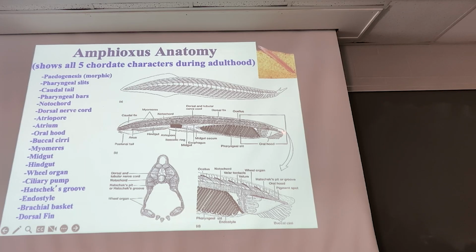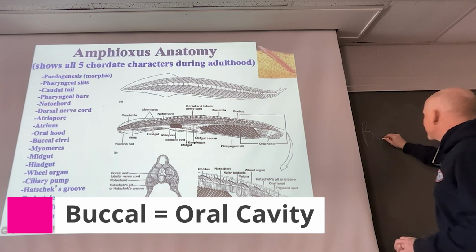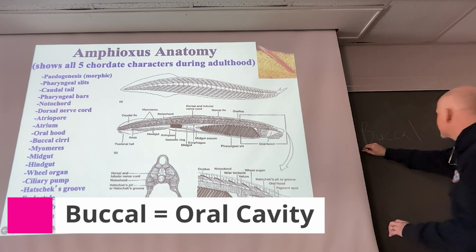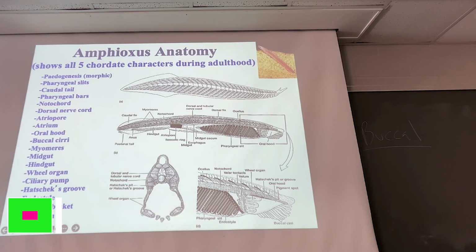So the mouth is underneath the rostrum here. There's a large round mouth, and then there's this oral cavity. Sometimes it's called the buccal cavity, if you remember that word from last class. So buccal means mouth or oral space. And it's often called the buccal hood or the oral hood.